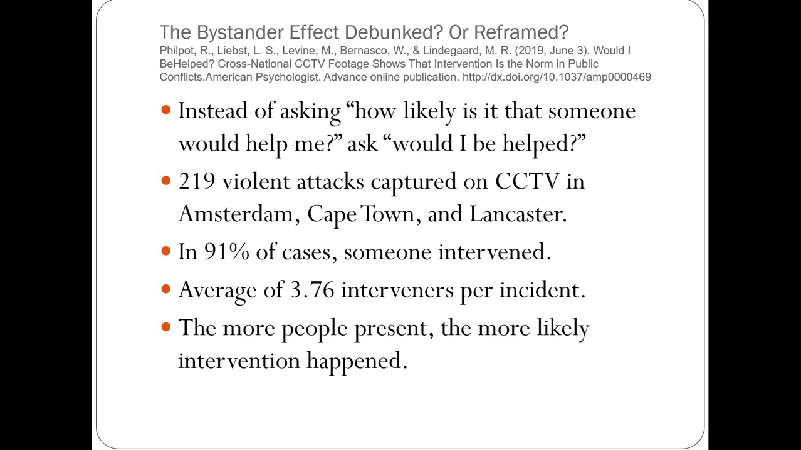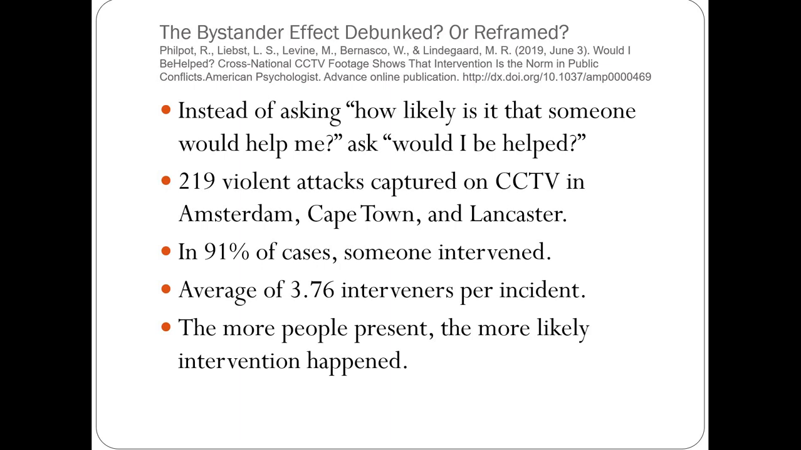One question I have is, would this more likely happen in these places, Amsterdam, Cape Town, and Lancaster, than in, say, New York or any other big American city? Remember, Kitty Genovese's story was in New York in 1964. So are Americans less likely to intervene than Dutch, South African, or British people? I don't know. That's something for you to ask yourself.